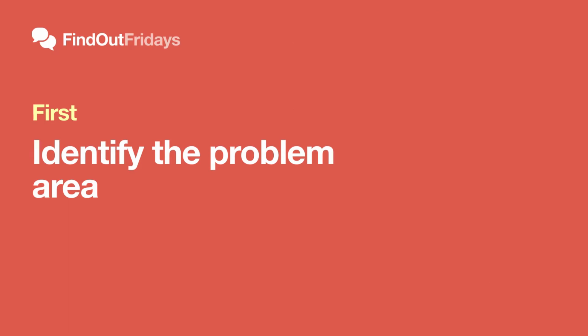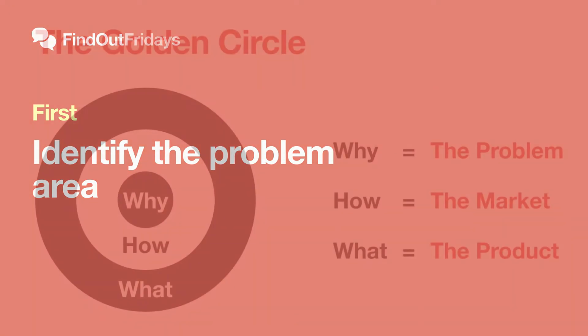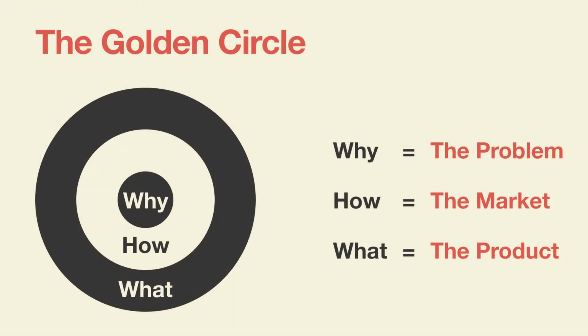First, we need to identify the problem area. You have probably heard of the golden circle. This is a tool to identify the what, how, and why of an organization. To create a product that is successful or understand why one is not, we must validate or invalidate these core principles. The problem. Is the app solving a real problem people have?